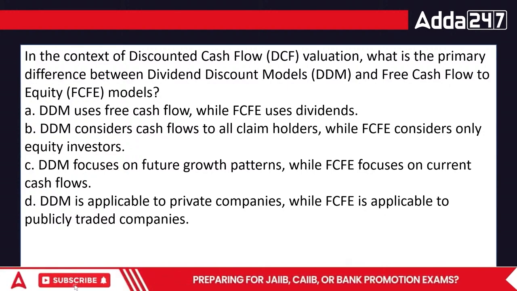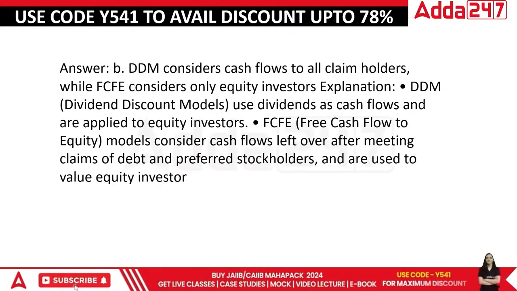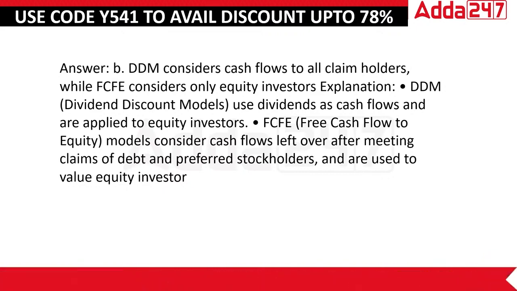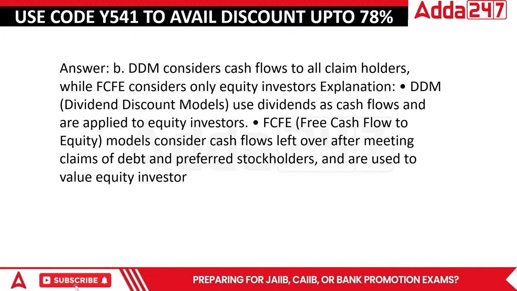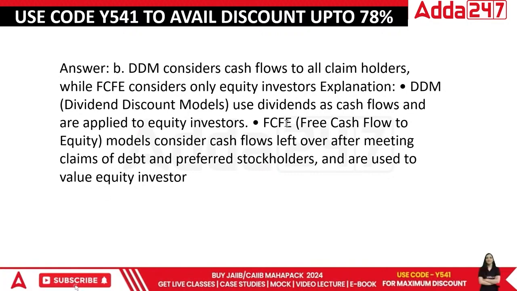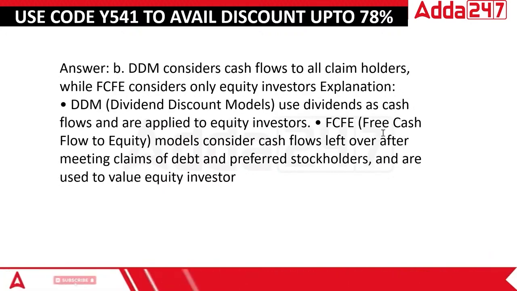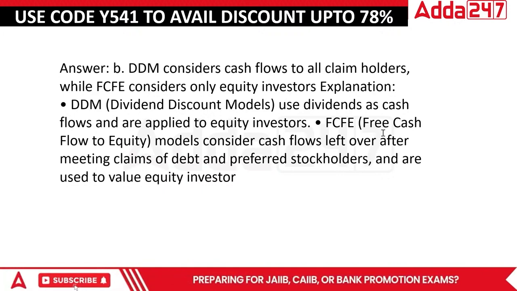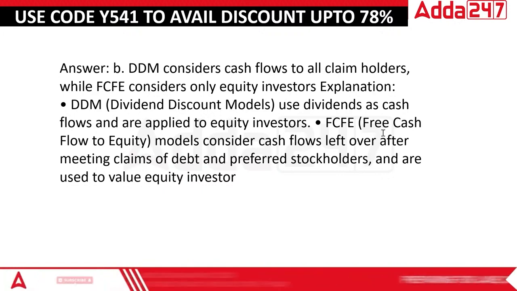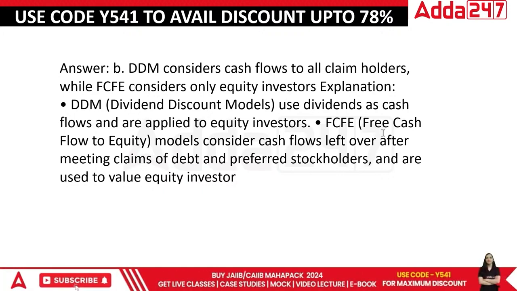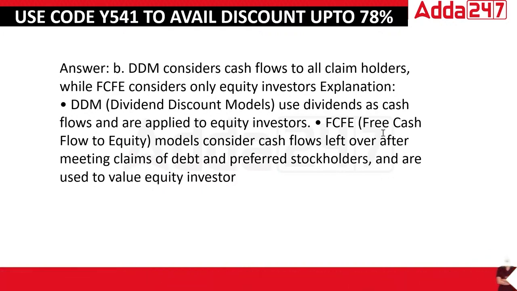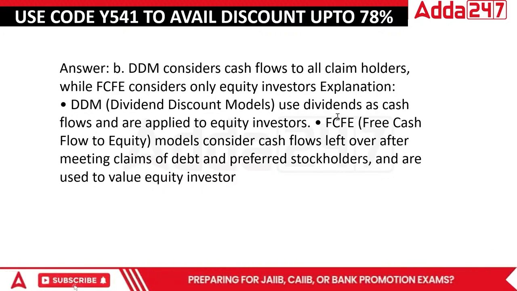What's going to be the answer? The answer is B. DDM talks about the dividend discount model. In the dividend discount model, the discount is the money that the shareholders get. Dividend is actually the money, the part of profit which is received by the shareholders. And then we talk about FCFE. FCFE is the part of the profit of the business which is with the shareholder.